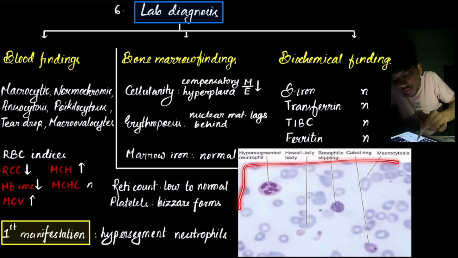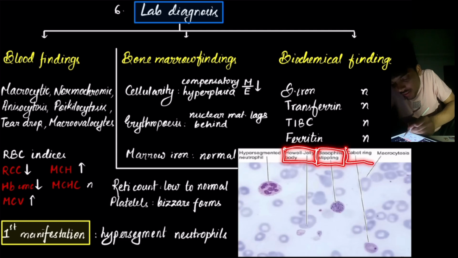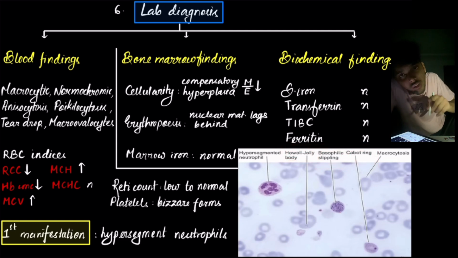Okay, so in this smear observed under a microscope, you can see hypersegmented neutrophil, which is the very first manifestation of megaloblastic anemia. And then there are 3 characteristics. These 3 characteristics show defective erythropoiesis is going on. So these are 3 RBCs with 3 different characteristics that show that defective erythropoiesis is going on. So here's your Howell-Jolly body, here's your basophilic stippling, and here's your Cabot's ring.